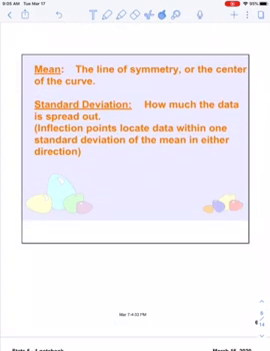So the mean is your line of symmetry or the center of the curve, so we talked about that. And the standard deviation, as always, is how spread out it is, but in this case, when you're just given a curve, it's how far away your center is from your inflection point, okay?